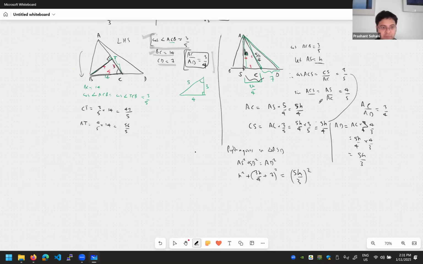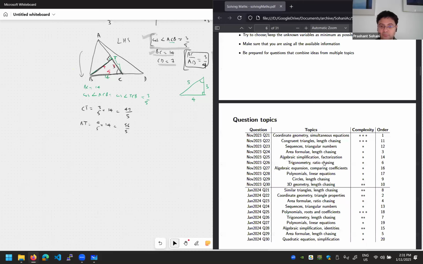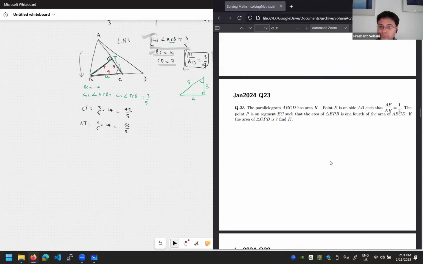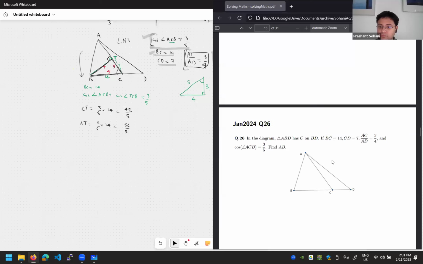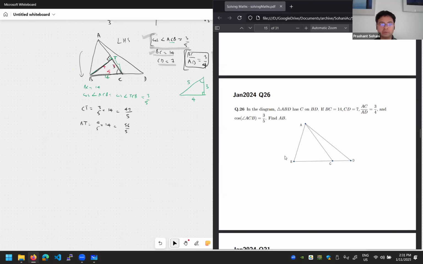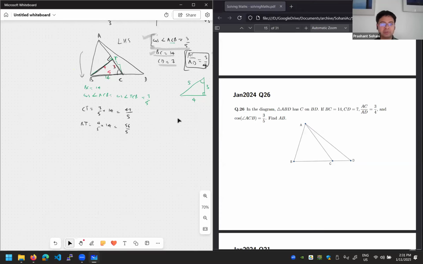Okay, so we were doing this problem. Let me just go over this from the beginning. This was basically one of the problems where some of the information is given in terms of trigonometry and some information is given in terms of ratios. So we have started to look at this problem.